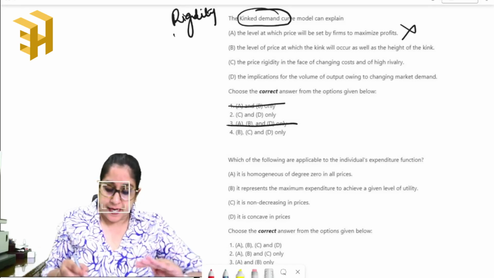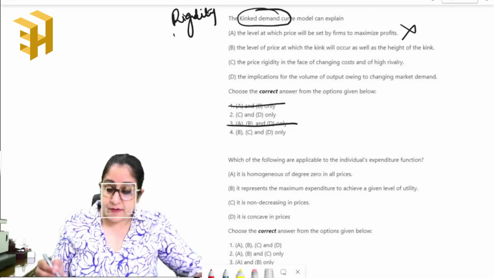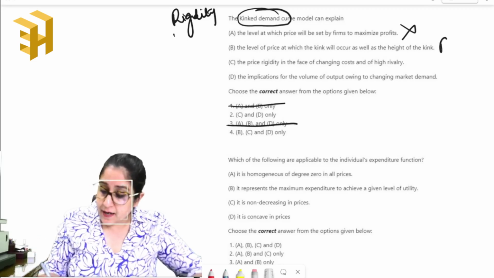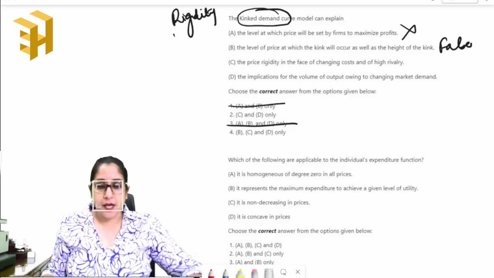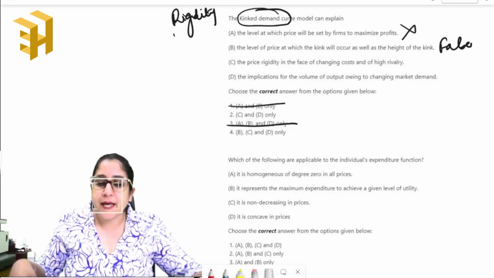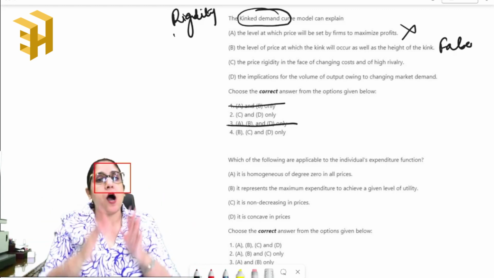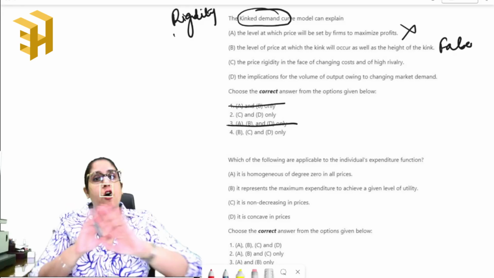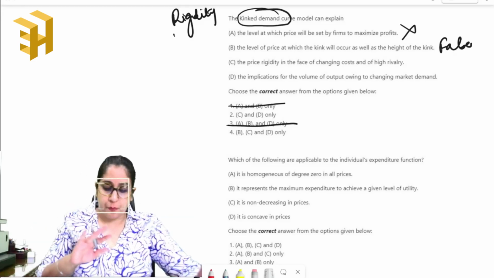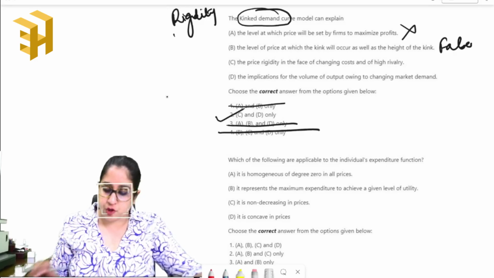Okay. Second, the level of price at which the kink will occur as well as the height of the kink, again false. We are not measuring anything out of it. Okay, so this model only explains the price rigidity in your oligopolistic market. How that price rigidity has occurred, how much of it has occurred is not explained by the model. So B is also false, which leaves us with the second option only.